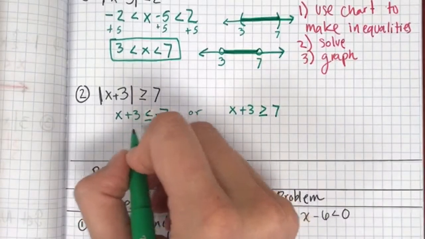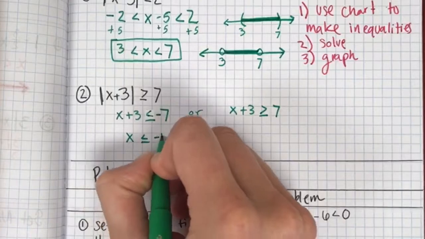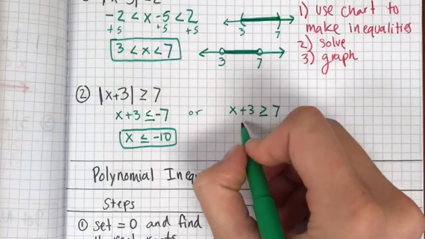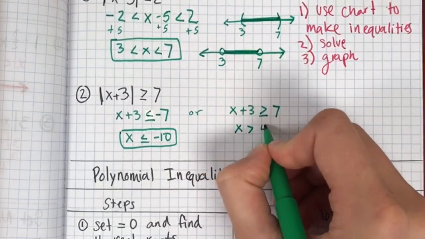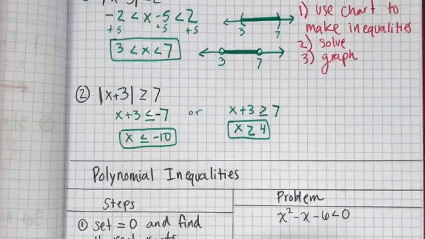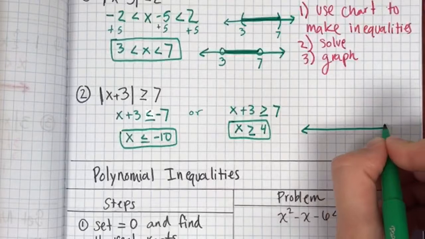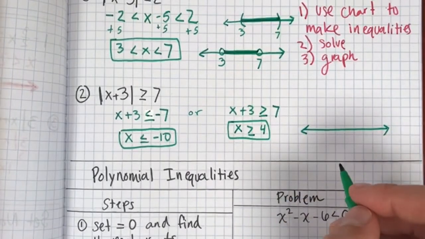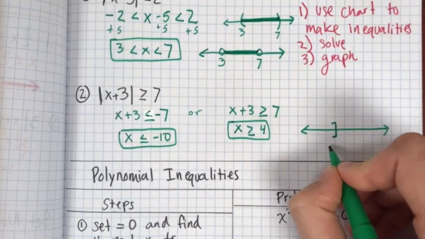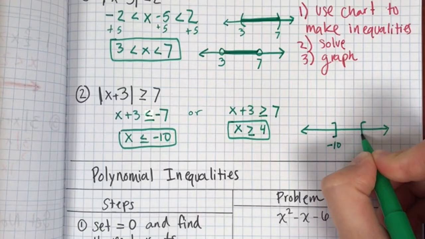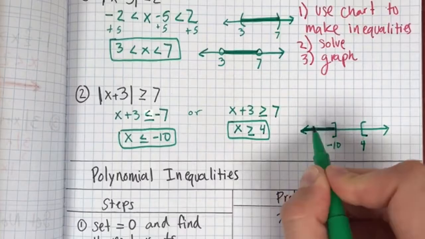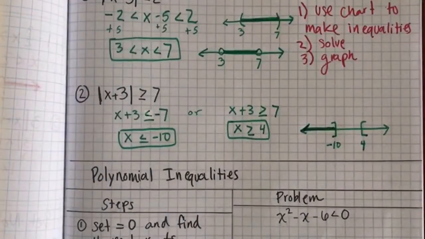All right, so I subtract 3, x is less than or equal to negative 10. Subtract 3 again, x is greater than or equal to 4. All right, so on my number line, these are brackets or closed circles. And this time let's do a bracket. This is at negative 10 and at 4, and we are going on the outsides. Or statements will be on the outsides.